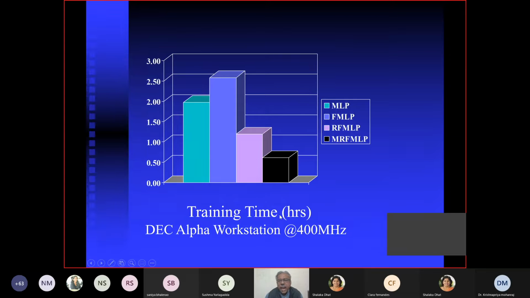Similarly, if you go by the training time, for multi-layer perceptron and fuzzy multi-layer perceptron, because of the membership concept, you have to store everything, so the computation time increases. But for rough fuzzy MLP, it reduces. Modularity reduces it further. So you see the training time reduces from here to here, here to here, with modularity. With rough fuzzy multi-layer perceptron, you are using rough encoding in the neural network parameters, so you are reducing the training time. Similarly, for modularity, the time is reduced.